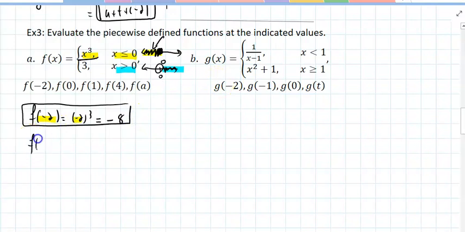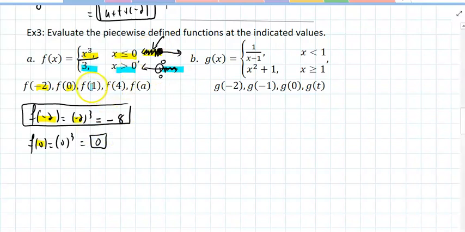When I go for f of 0, the question is, which of those includes 0? And I notice the yellow includes 0. Do you see that? So I could tell from the beginning what I'm going to use. That is the 0 cubed, which is 0.